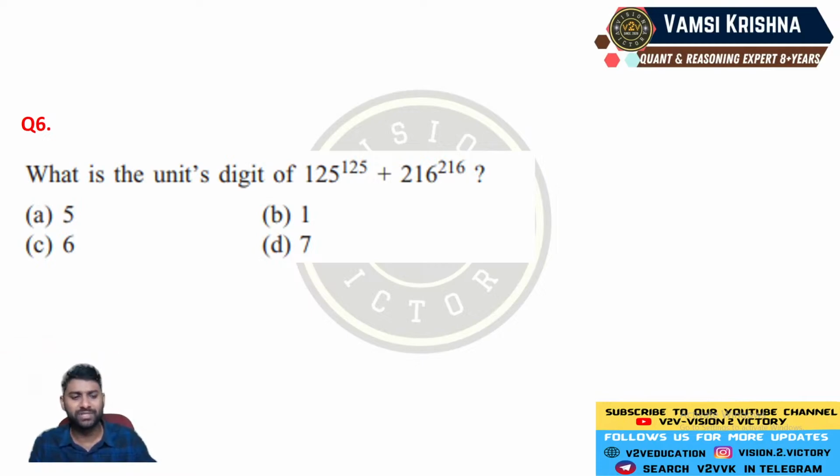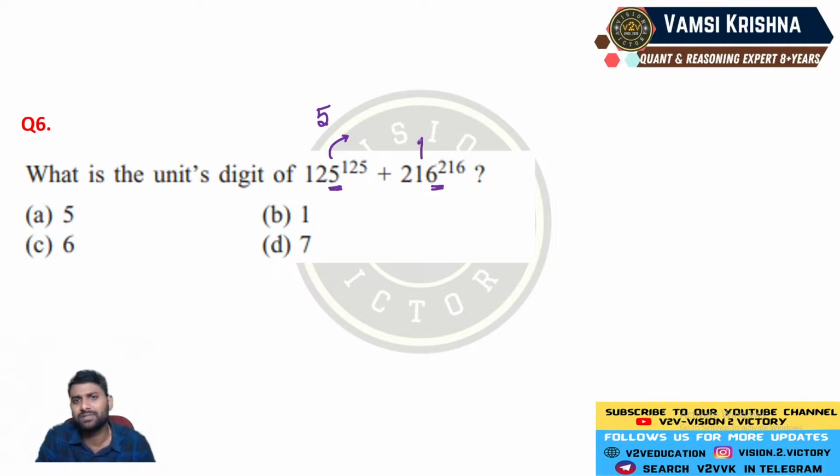Now, what is the unit digit of 125 power 125 and 216 power 216? Now see, unit digit means just identify the units place value. Remember that 5 power 1 is equal to 5. 5 square is 25, still the units place is 5. 5 cube is 125, units place is 5. 5 power anything, whatever the result, the units place must be 5 only. So the result of 125 power 125 has units place 5 only.